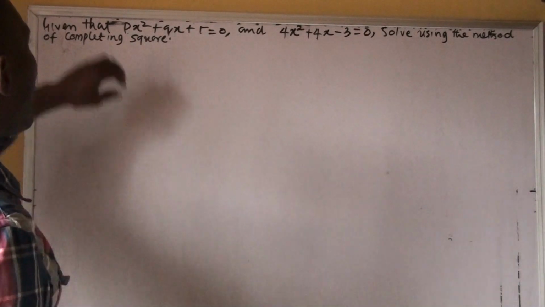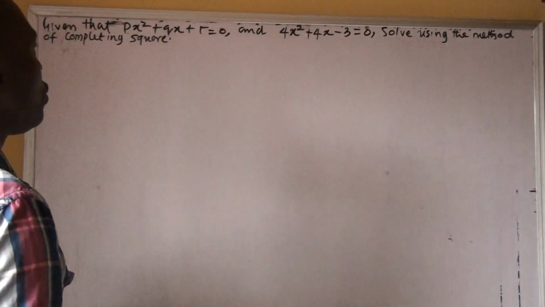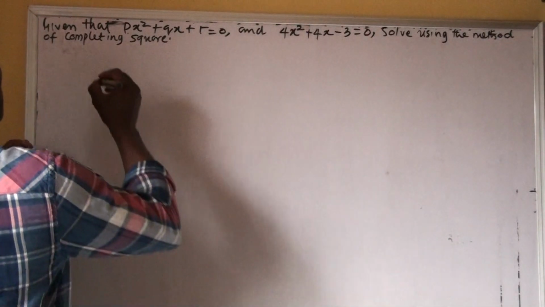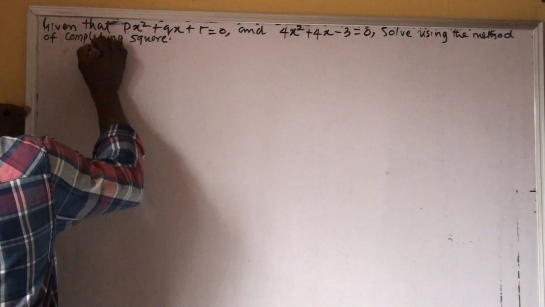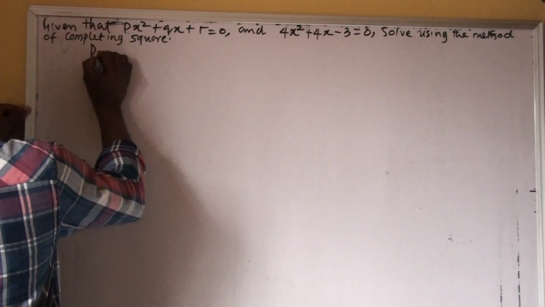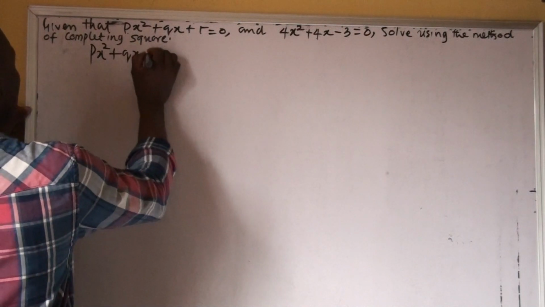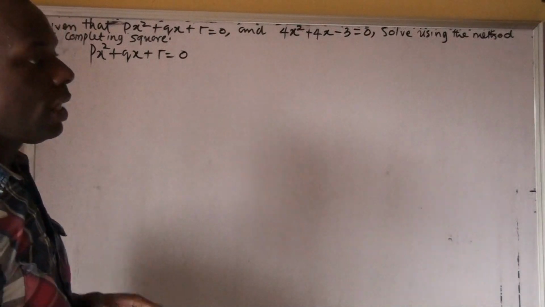So we are going to provide the roots of this equation, these two solutions to this equation, as well as this. First and foremost, in a quadratic equation, we have ps squared plus qx plus r equals 0. So we should find the solution using completing the square.